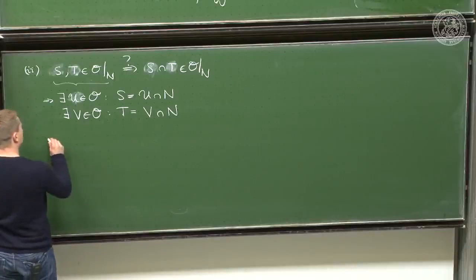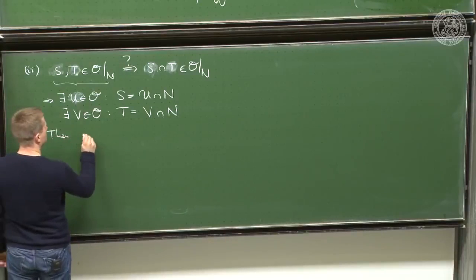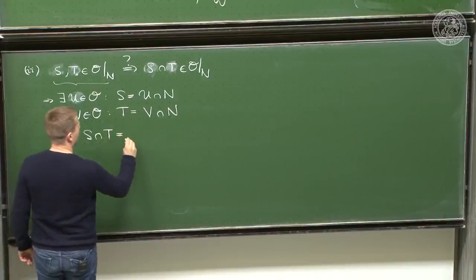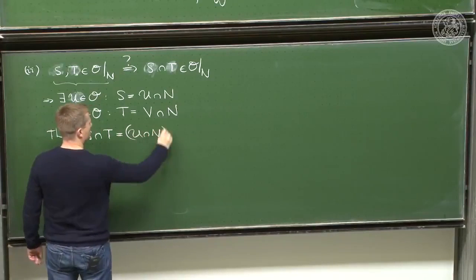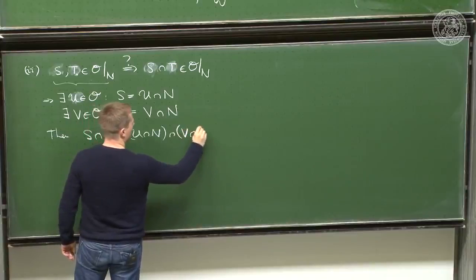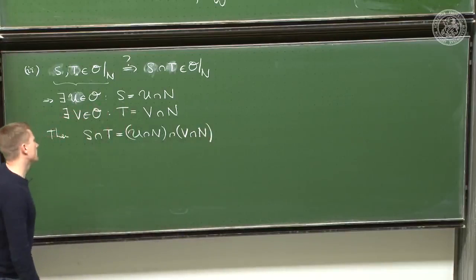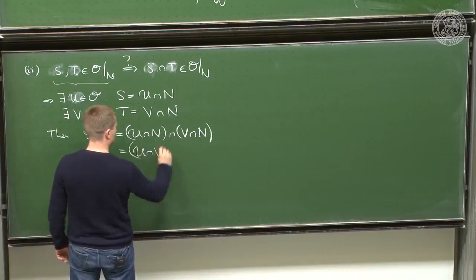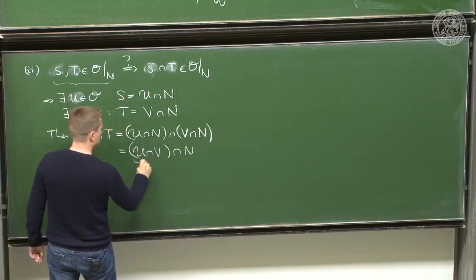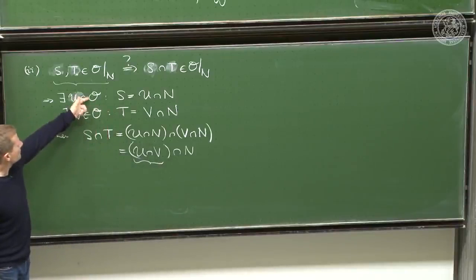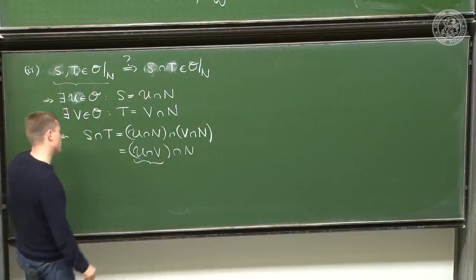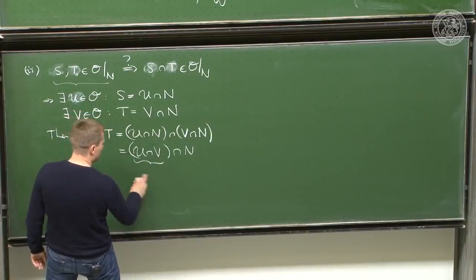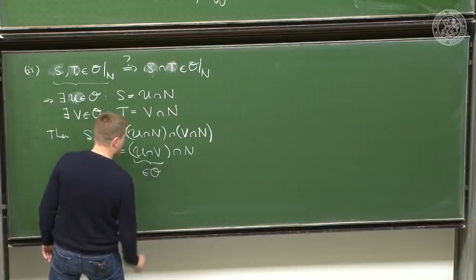Okay, so now we consider S intersected T. But then I know S is U intersected N, and that's intersected V intersected N. And that is, of course, U intersected V intersected N. But U and V were elements of the topology of the space M, of the big space. So this is an element of O.